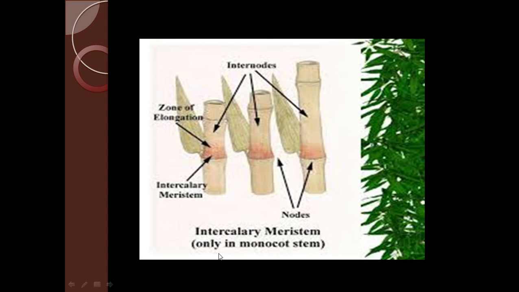Here you can see the picture of the intercalary meristem. It is found only in the monocot stem as well as in the grasses. Here is the zone of elongation. See here, intercalary meristem is present at the nodes and the parts between two nodes. This is the first node, this is the second node. The parts between two nodes are called the internodes. At the nodes, the intercalary meristem is located and it is known as the zone of elongation. Here you can see how its length is increasing. It is supportive to apical meristem to increase the length of the plant.